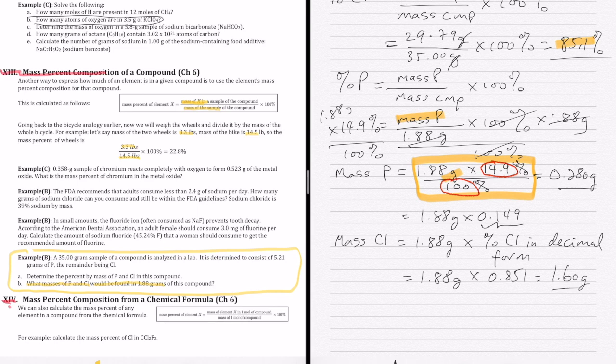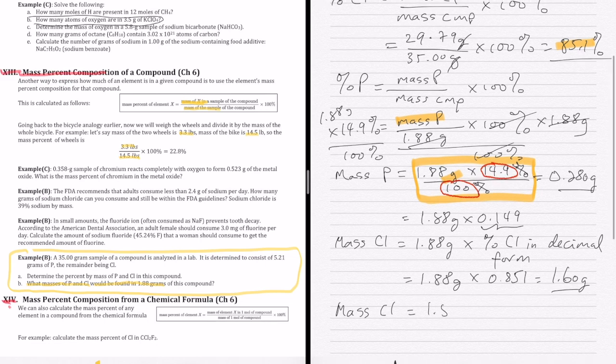with correct sig figs. Another way to solve for the mass of chlorine is to take the total mass of the compound, which is 1.88 grams, and then subtract out the mass of the phosphorus, which we already calculated, and that was 0.280 gram. I also get 1.60 grams.